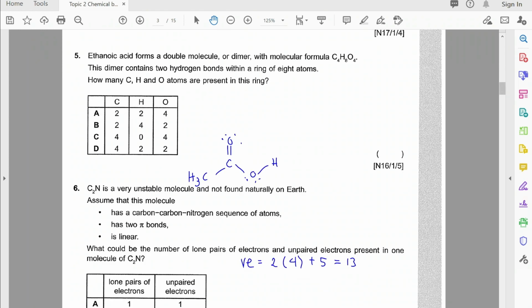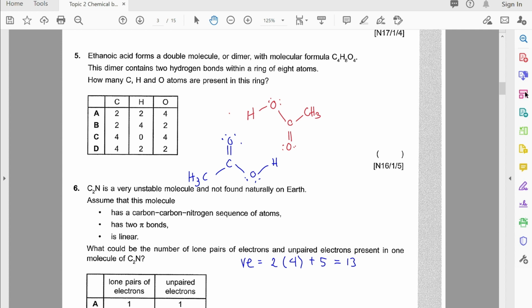Question 5. Ethanoic acid forms a double molecule or dimer with molecular formula C2H8O4. This dimer contains 2 hydrogen bonds within a ring of 8 atoms. This is the structure of ethanoic acid. When it forms a dimer, the position of the other ethanoic acid will look like this.